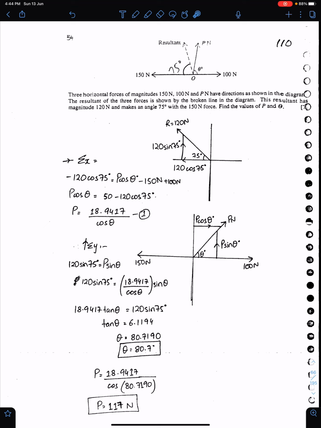This question is repeated. We will make separate diagrams for these three forces and this resultant. So this is the force diagram of this resultant and this is the force diagram of these three forces. We just need to compare sigma x with sigma x and sigma y of these two. So sigma x: minus 120 cos 75 is equal to P cos theta minus 150 plus 100, because we are taking this as positive direction. So 120 sin 75 is equal to P sine theta. By solving these two equations, we can get the values of theta and P.